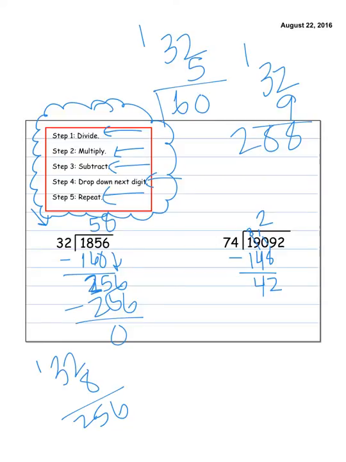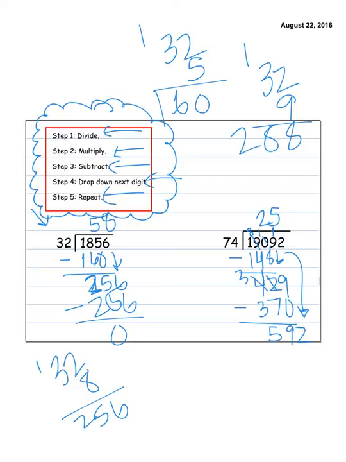74 can't go into 42, so remember I bring my next digit down. 429, and I know that 74 can go into that 5 times. That's going to go right above my 9. 5 times 74 is 370. 429 minus 370, so 9 minus 0 is 9. Carry that all over. 12 minus 7 is 5. Bring down my 2.